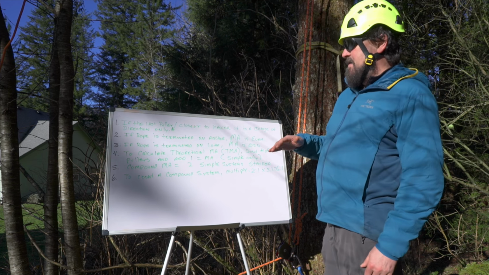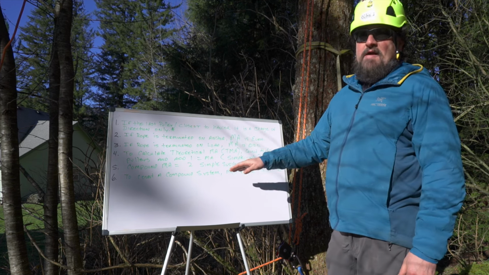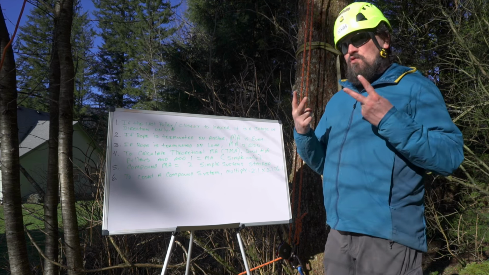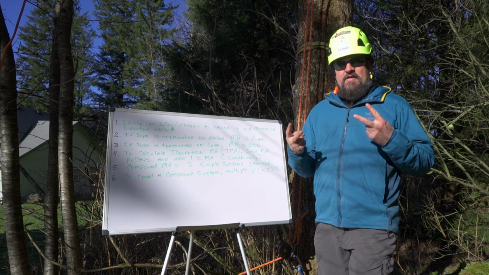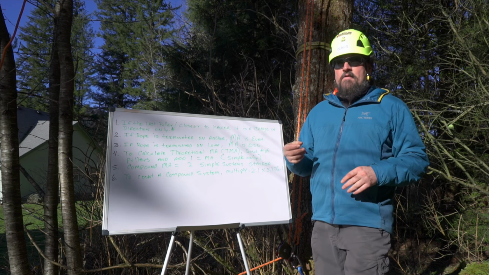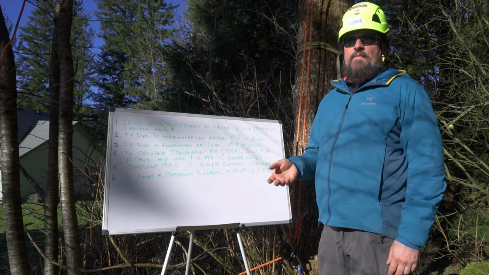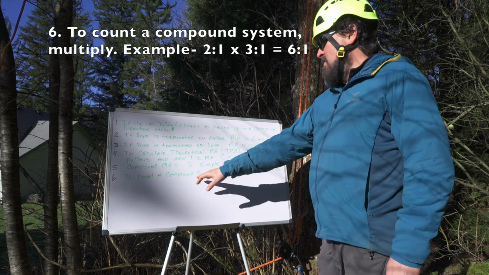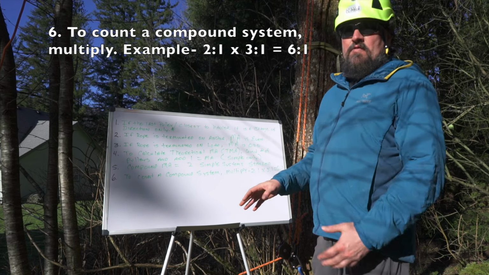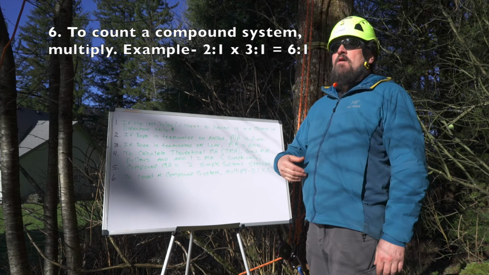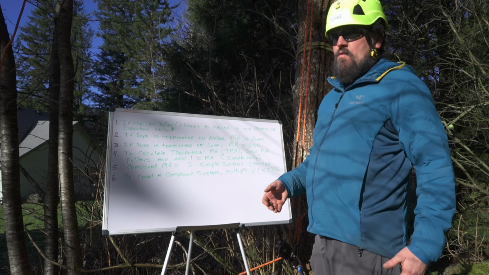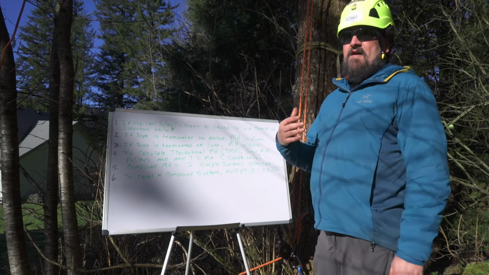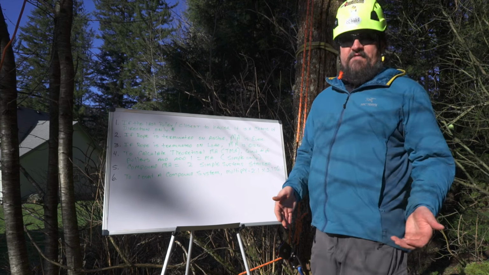All right, and then there's another term that you'll hear thrown around, a piggyback. That's a compound mechanical advantage system that's two of the exact same type of MA system. So two 2-to-1s stacked on top of one another is going to create a 4-to-1 piggyback. And then to count a compound system, you just multiply. So if I put a 2-to-1 on another 2-to-1, we get a 4-to-1. A 2-to-1 and a 3-to-1 is a 6-to-1. A 5-to-1 on a 3-to-1 is going to give us 15-to-1.